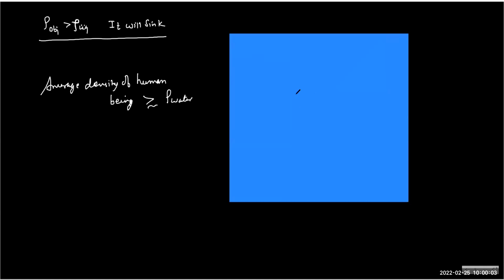And maybe this is a stone. So gravity is pulling this also. But at the same time, the gravity is also pulling all the water above and all the water below. Correct? So gravity is pulling everything towards its center.